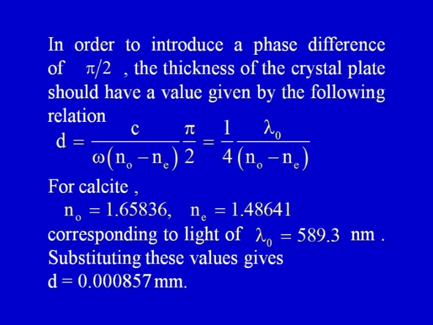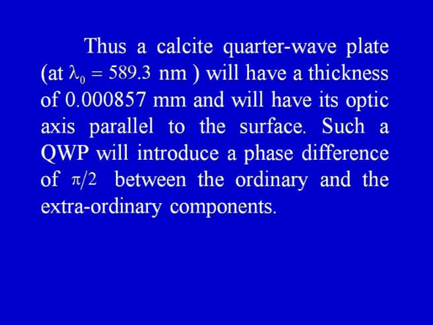For calcite, n o is given by 1.65836 and n e is equal to 1.48641. This is corresponding to a light of wavelength 589.3 nanometers, and substituting these values gives d is equal to 0.000857 millimeters. Thus, the calcite quarter wave plate at lambda equal to 589.3 nanometers will have a thickness of 0.000857 millimeters and will have its optic axis parallel to the surface.